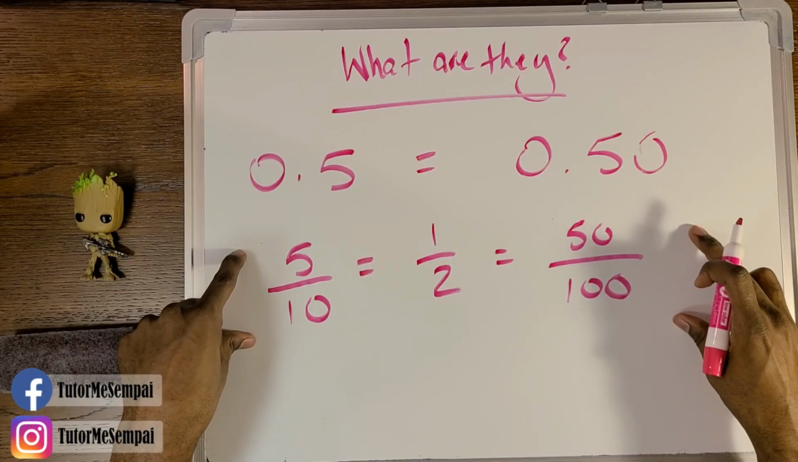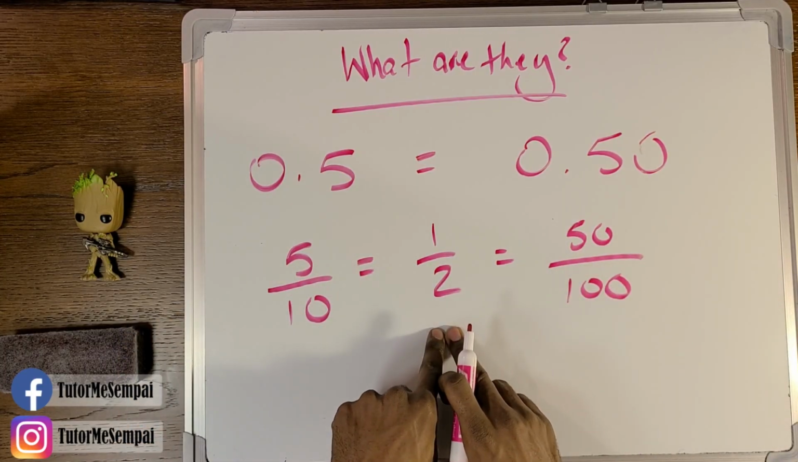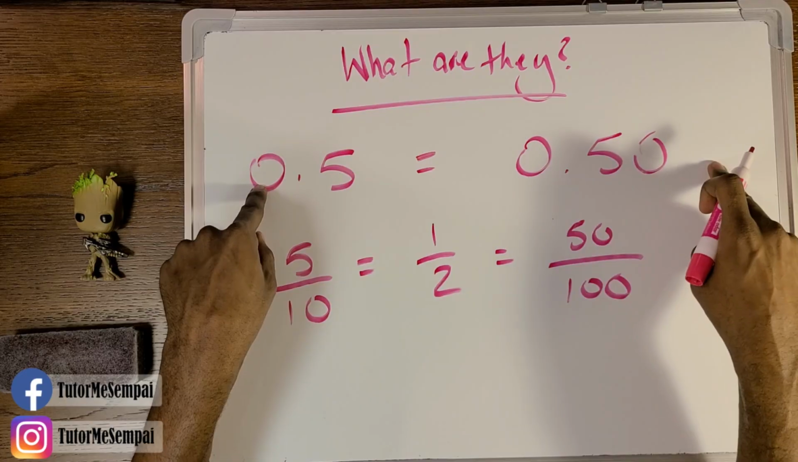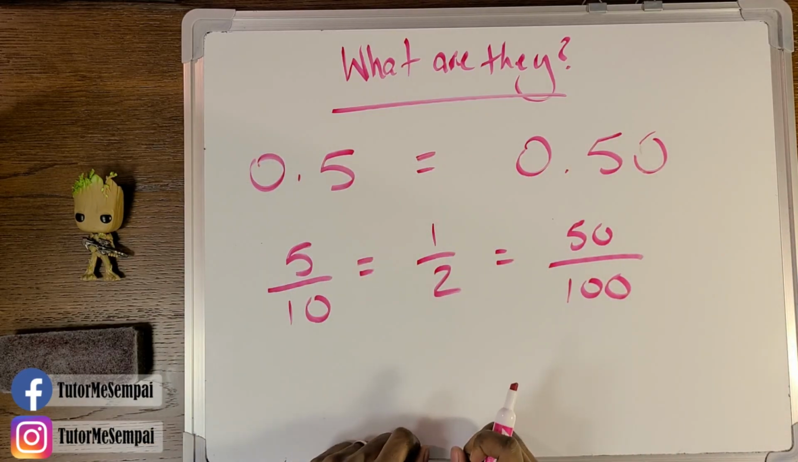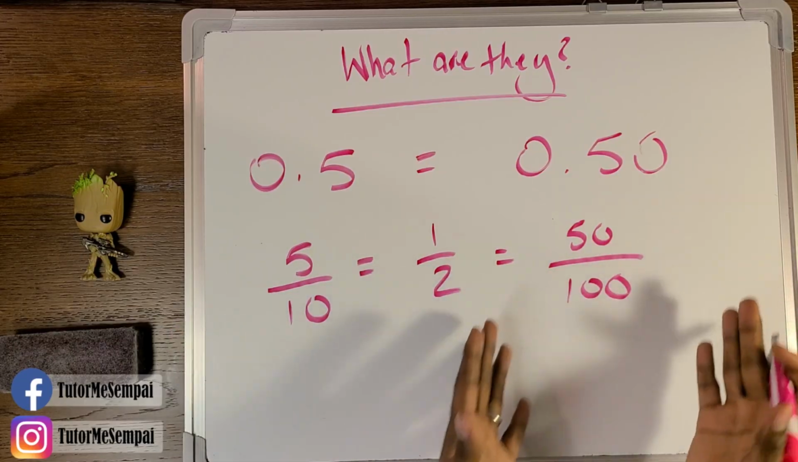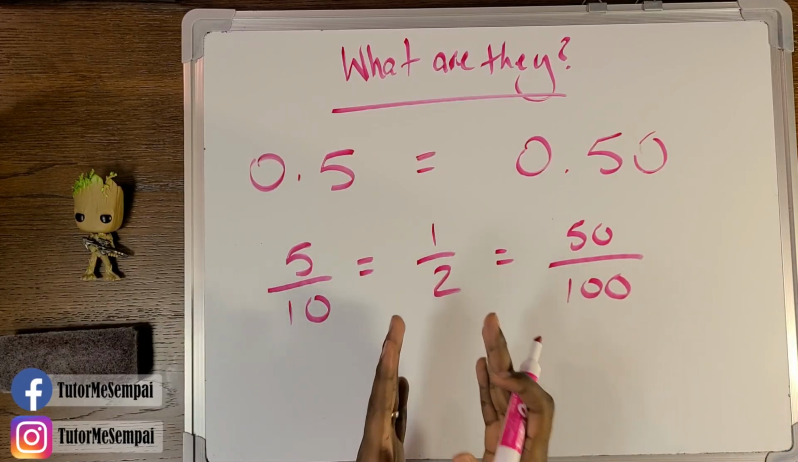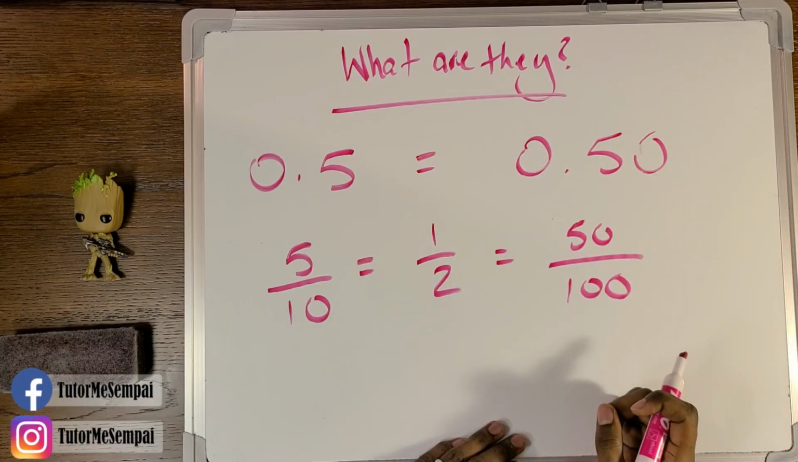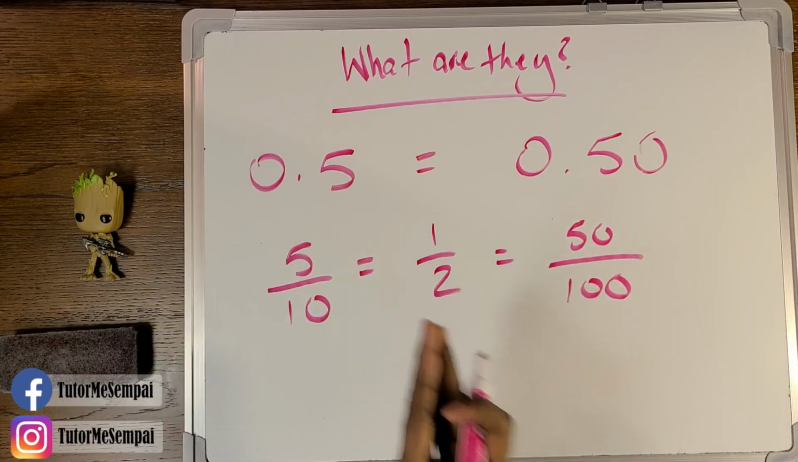So if their fraction forms are equivalent or equal, then the decimal form should also be equal. So adding trailing zeros doesn't change your number, it just changes how it looks. It still has the same value, it just looks a little bit different. That is the secret behind equivalent decimals.